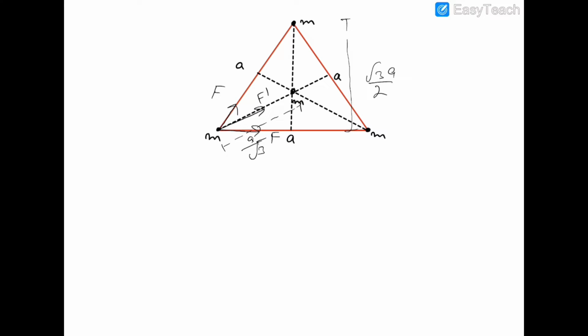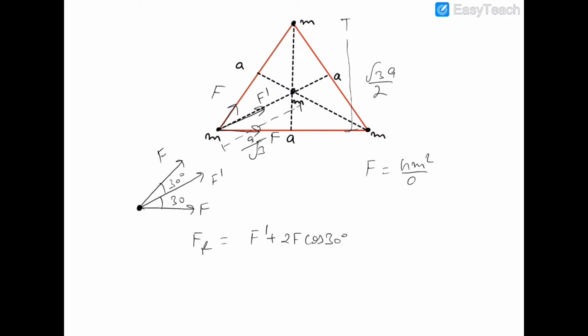So if I draw the free body diagram, then this is F and this is F, and this force is F dash. This angle is 30 and this angle is 30. So the resultant force will be equal to F dash plus 2F cos 30 again. Now the value of F is Gm square by a square, while the value of F dash will be Gm square by (a by root 3) whole square.